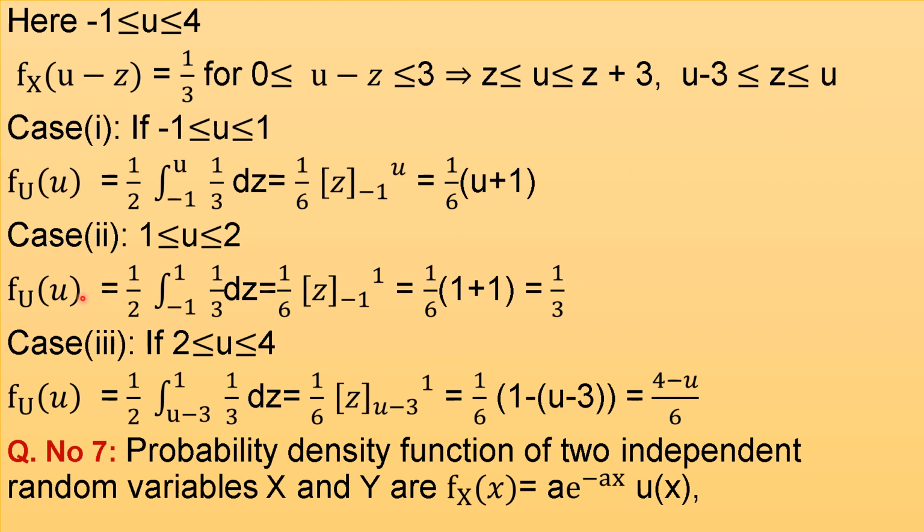So integral fu of u will be half into integral from -1 to +1. Then that fx of u minus z will be 1 by 3 dz. 1 by 2 into 1 by 3 is 1 by 6. Integral dz is z, difference at the upper and lower limit 1 and -1. 1 by 6 into 1 minus of -1, 1 by 6 into 2, 1 by 3. Then the third case, suppose that u, which we had stopped at 2, is greater than or equal to 2, less than or equal to 4.